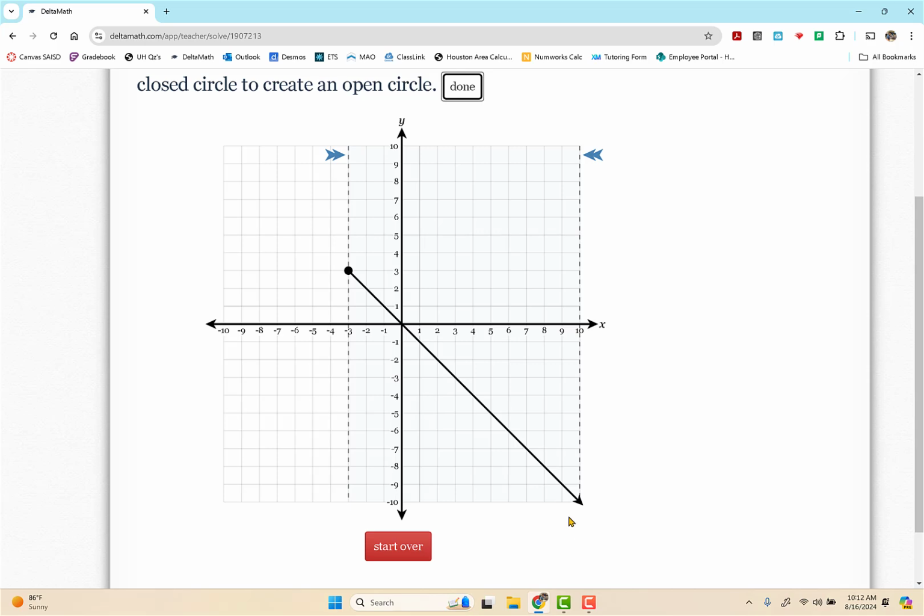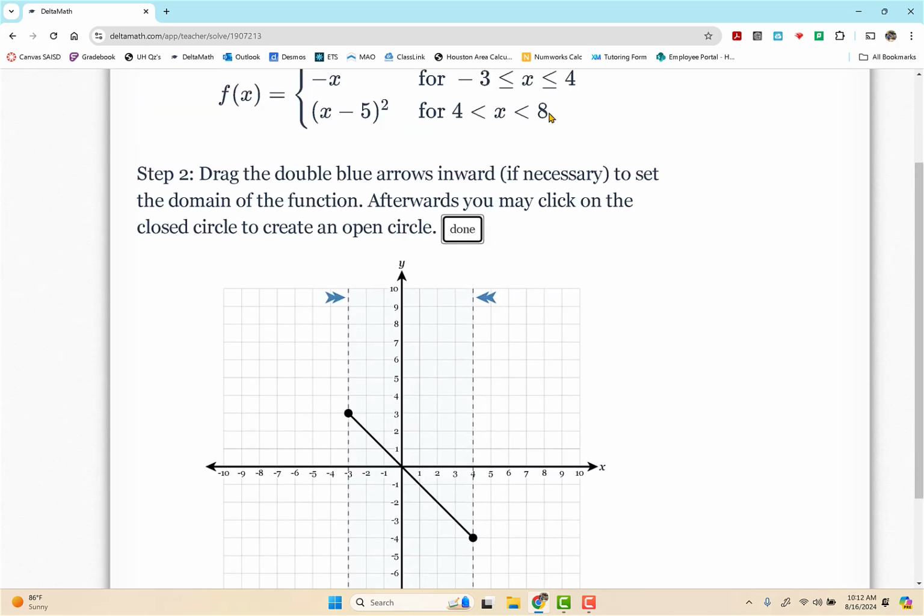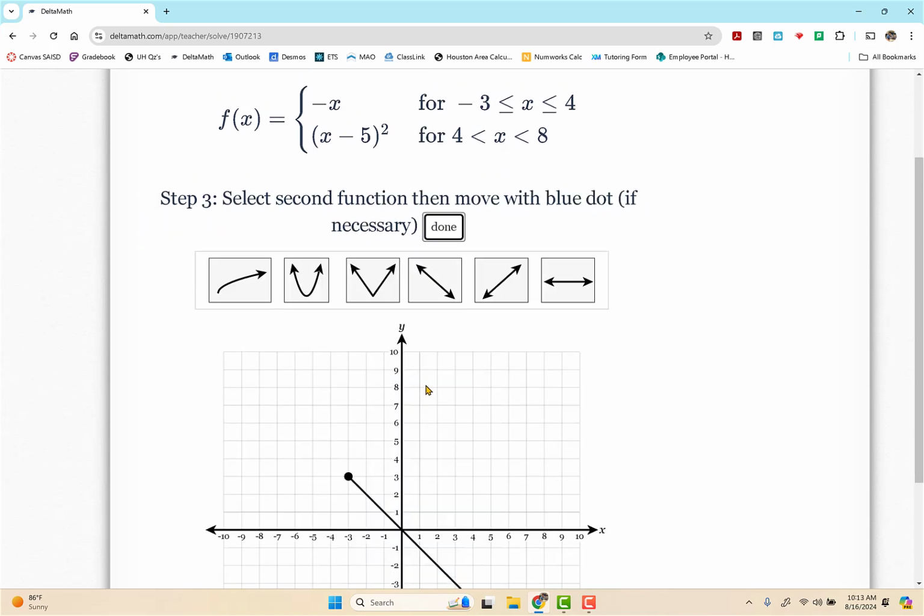And then I'll go to 4 on the right-hand side. So I'm going to go to 4. And there it is. So there it is, -3 to 4. I'm going to push done. So I'm done with that one.